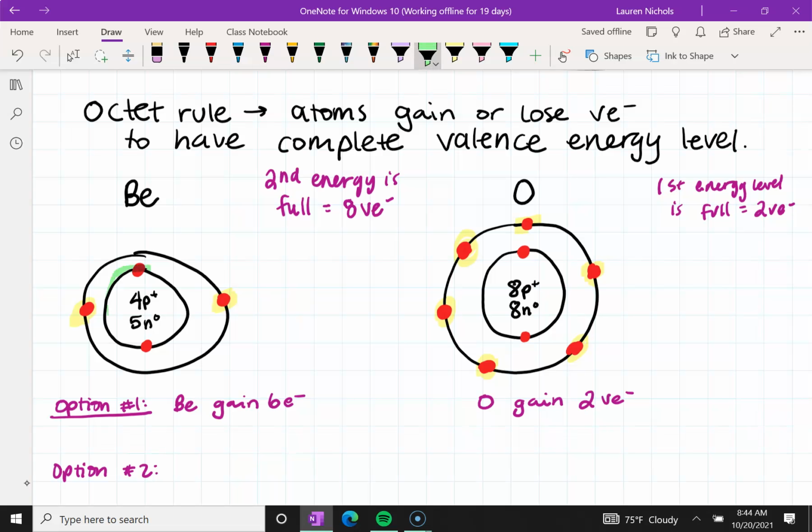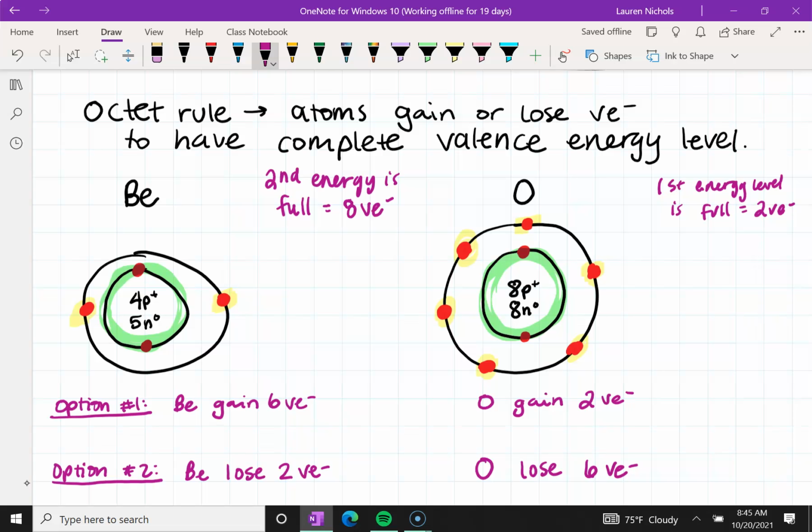Because this energy level on the inside is already full, that energy level is complete. And so its second option, beryllium, if it wanted to get rid of its valence electrons to just have that first energy level, beryllium would need to lose 2 electrons, those 2 valence electrons. Oxygen, however, would need to lose all 6 of its valence electrons. And I probably should have had these as valence electrons, not just regular.